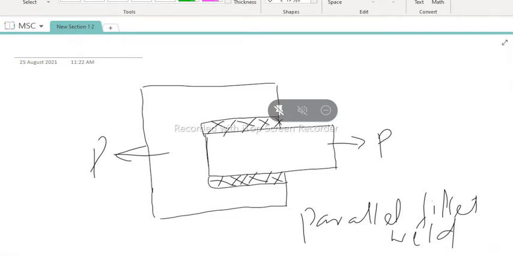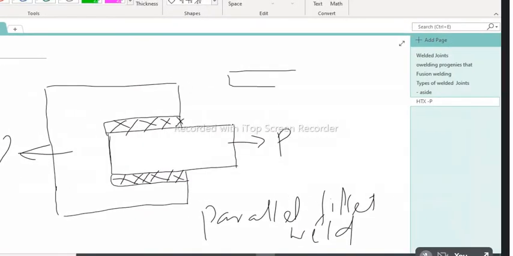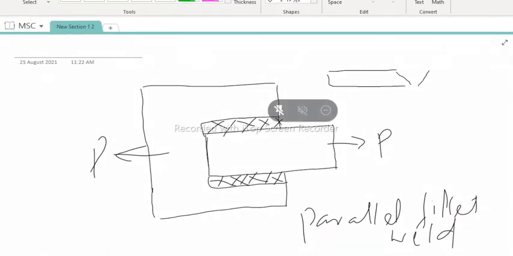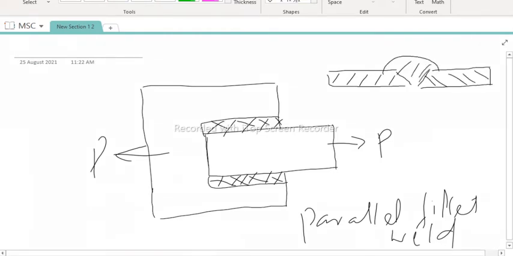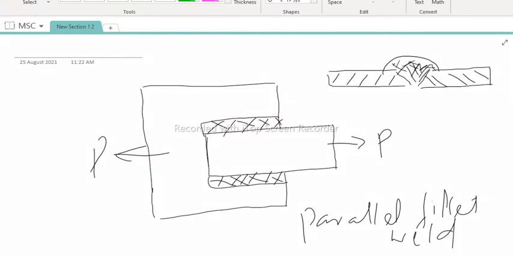Then you know butt joint. In case of these butt joints, the joint is obtained by placing the plates edge to edge, right? Like this. Let me show you here. This is one plate, this is another plate. All right. And here we go for welding, right? So this will be called a butt joint. Depending upon the cross section of this weld, we have square butt joint, single V butt joint, single U butt joint, double V butt joint, and others.